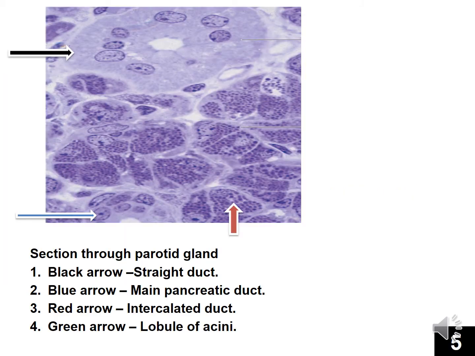This picture shows a section through the parotid gland. Notice the acini, indicated by the red arrow; these are serous cells, which make up the acini. And you can see with the blue arrow the main pancreatic duct — sorry, this is the intercalated duct, and the one above it is the straight duct.